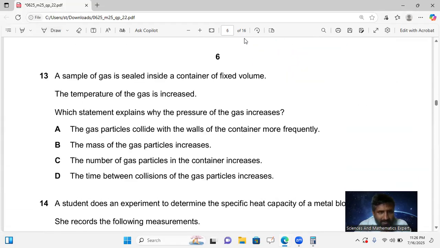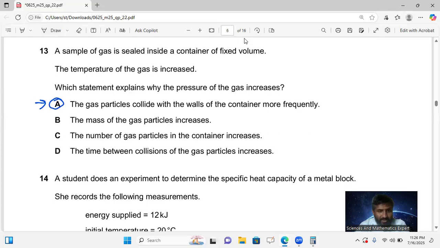Here he is saying a sample of a gas is sealed inside a container of fixed volume. The temperature of gas is increased. Gas is sealed, fixed volume. Which statement explains why pressure of gas increases? The gas particles collide with the walls of container more frequently as temperature is increased. Definitely, this will happen. No need to explain the other ones. The mass of gas particle increases? No way. Number of gas particles in container increases? No way. And the time between the collision of gas particles increases? Like it slows down. It's not the right option for it.